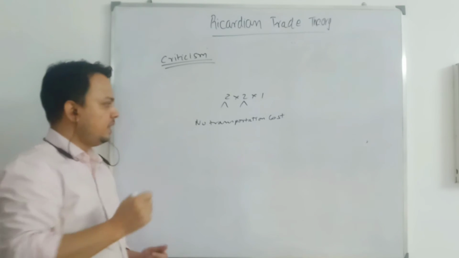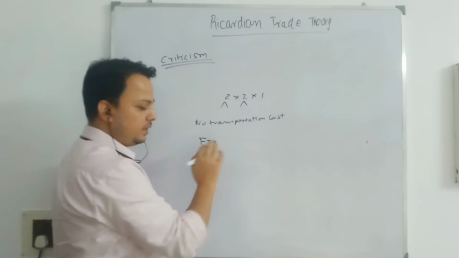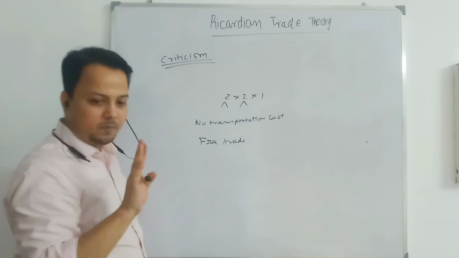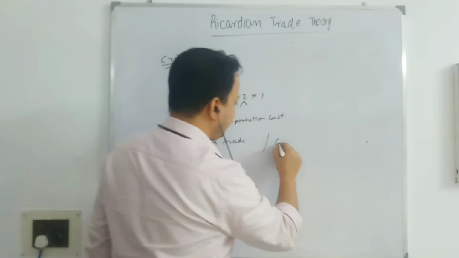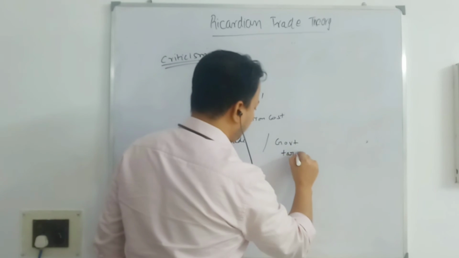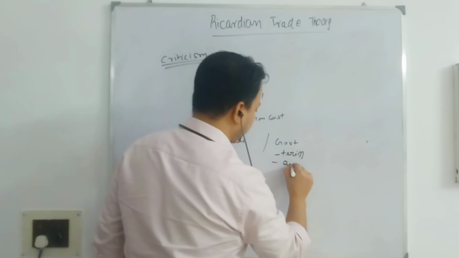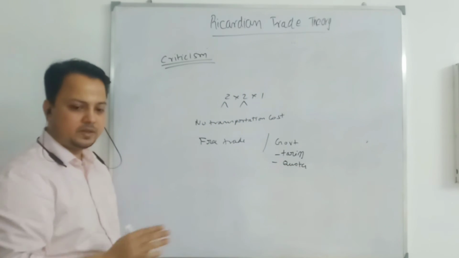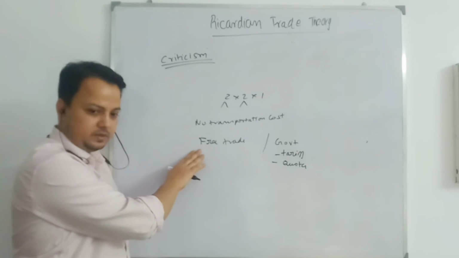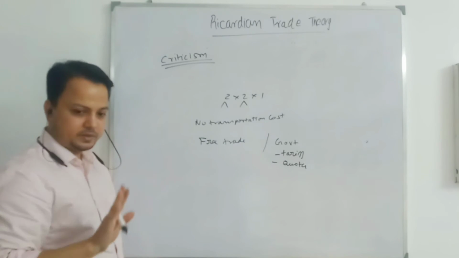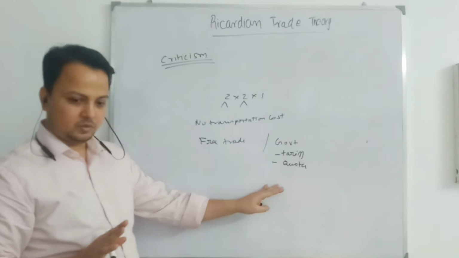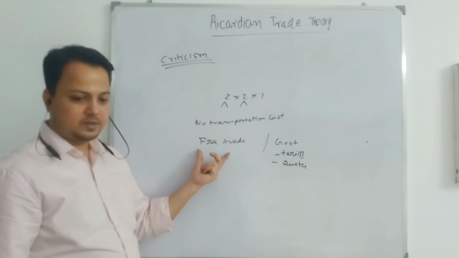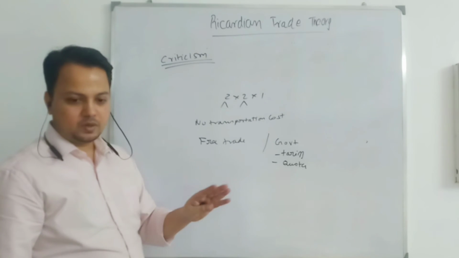Then there is free trade. The model in this unit that we are doing assumes free trade. Free trade means there is no government protection. The government is not putting any tariff or quota, so goods can freely move from one country to another. But this is not the case. Governments are putting protection in the form of tariffs and quotas, so you will not see free movement of goods. But in the comparative cost advantage, they have considered that goods can move from one country to another freely.